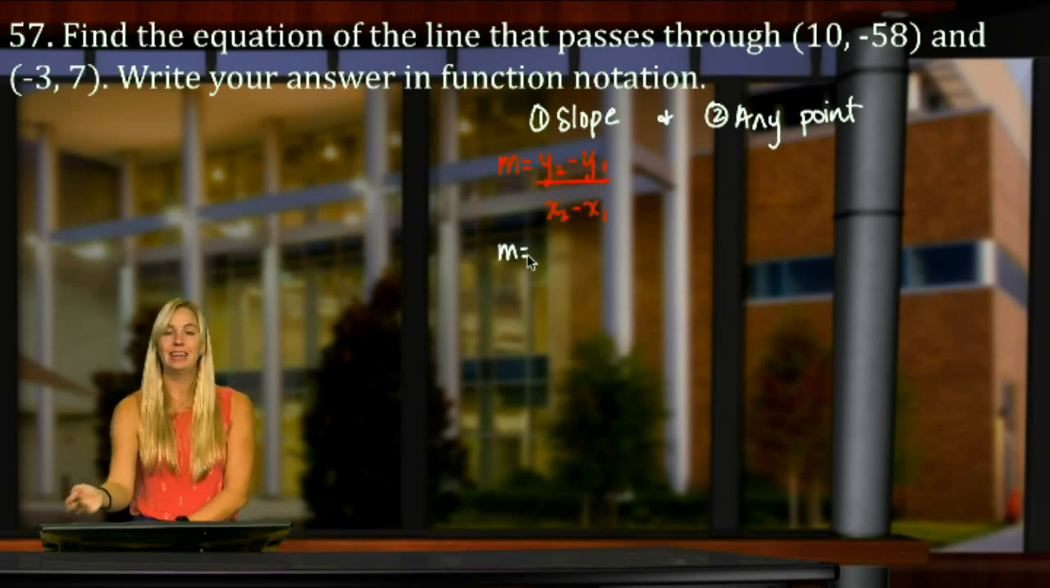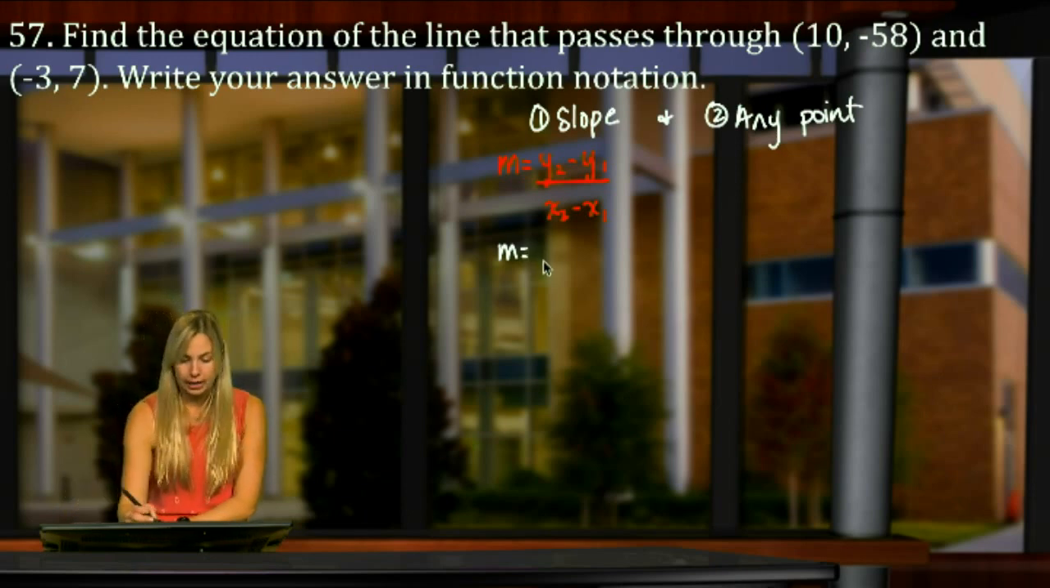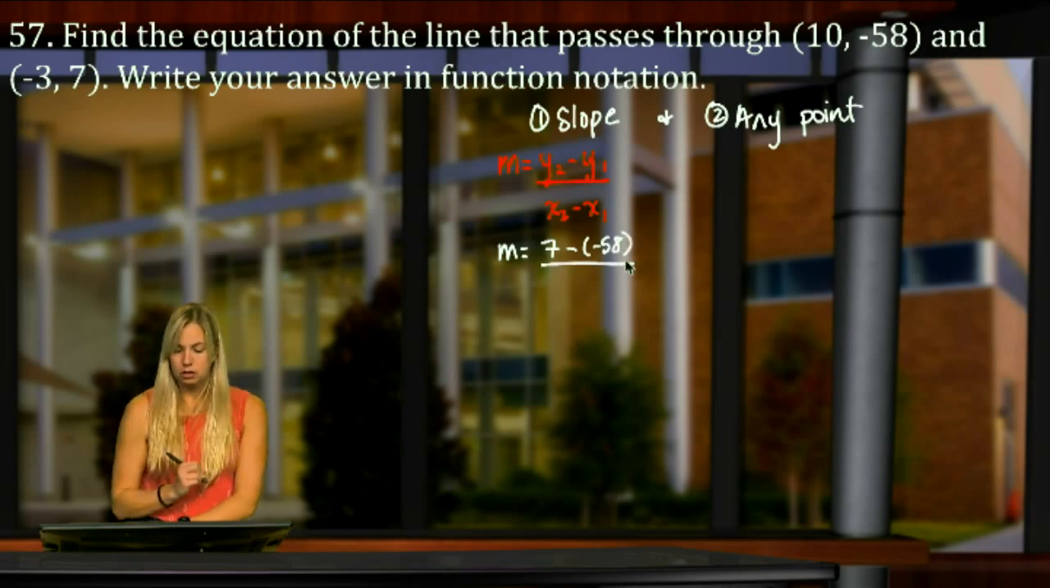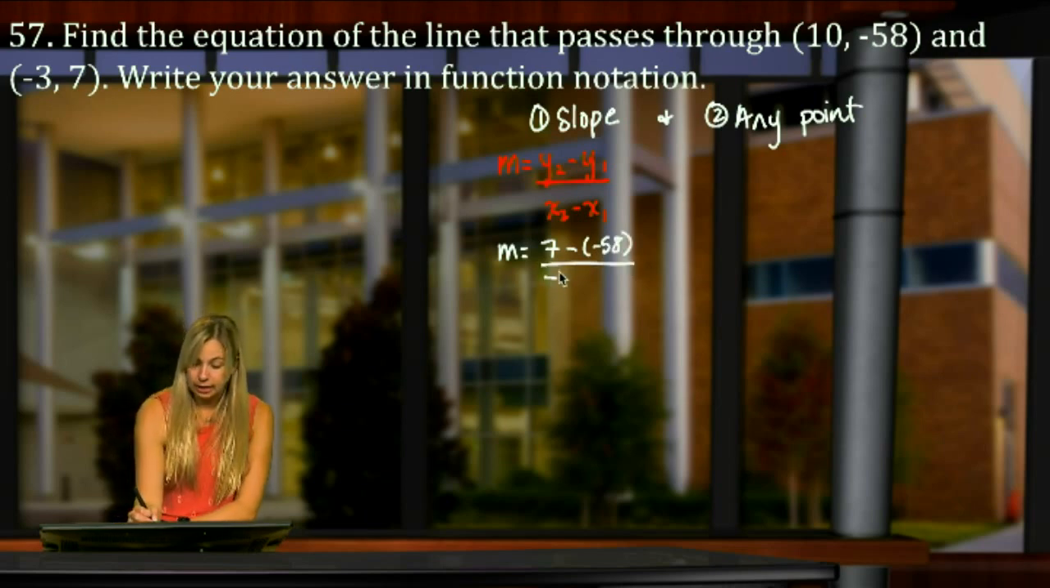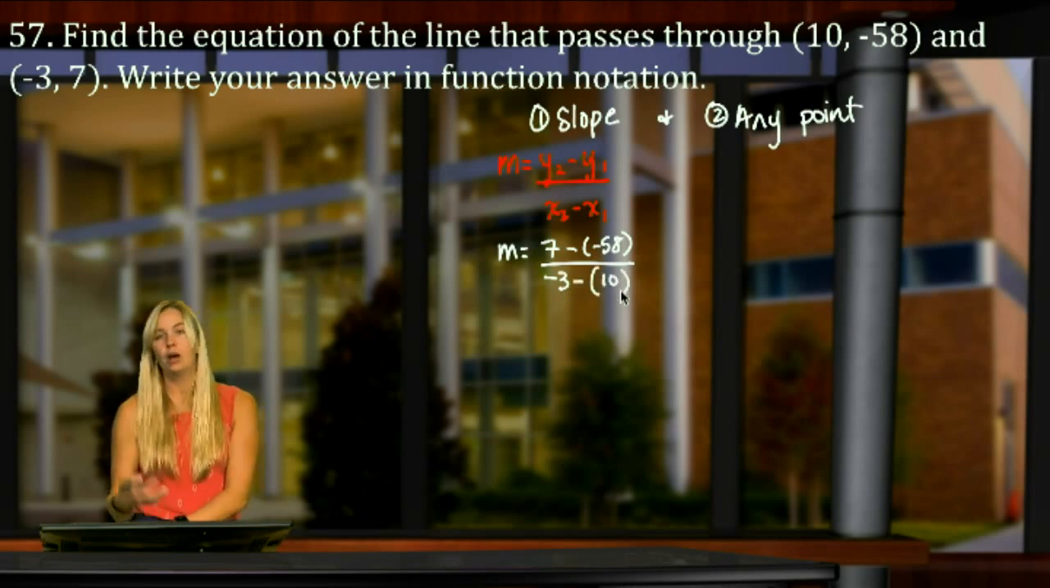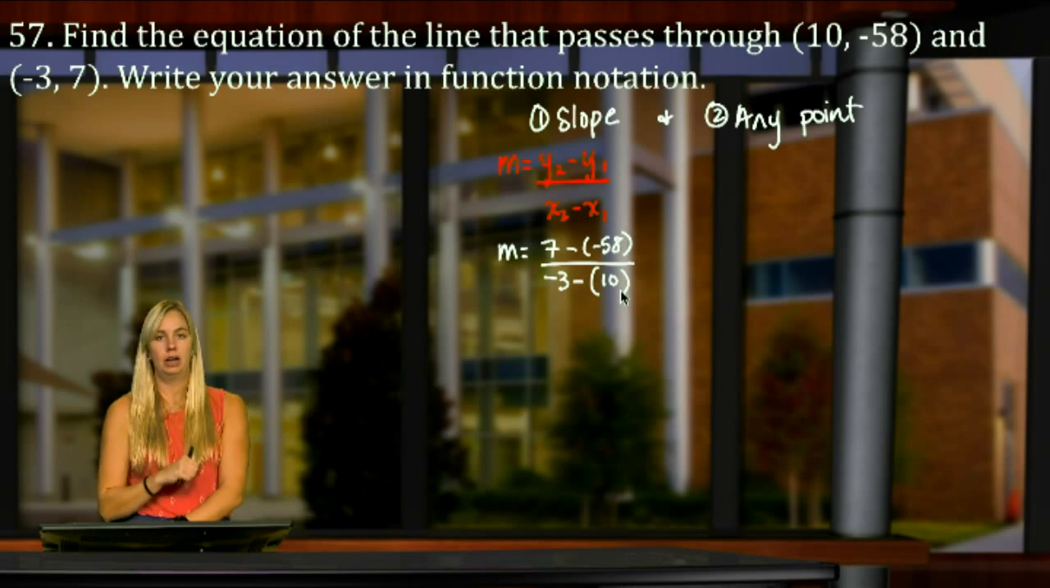So if I plug in those 2 ordered pairs, y2 is 7 minus y1 is negative 58, divided by x2 is negative 3 minus x1 is 10. Now, if you had chosen the other points as x1, y1, x2, y2, it won't make any difference when you're finding the slope, okay?